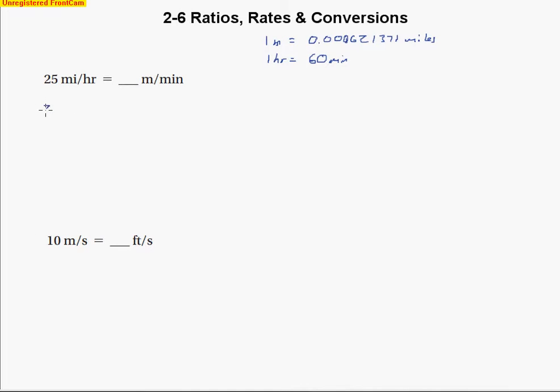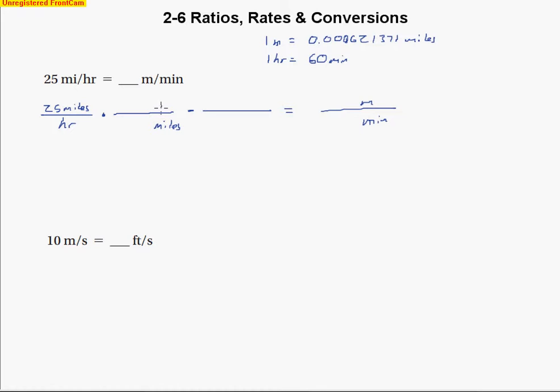And so let's start this one, 25 miles per hour. What I want to do is multiply it by some conversion factors. So I'm going to multiply by 2 different conversion factors to equal, and then I'm going to try to go to meters per minute. When we're trying to convert, we want to cancel out units we don't want. For instance, I don't want miles, but I do want meters. So I'm going to put the miles down below in this fraction to try to cancel it out.